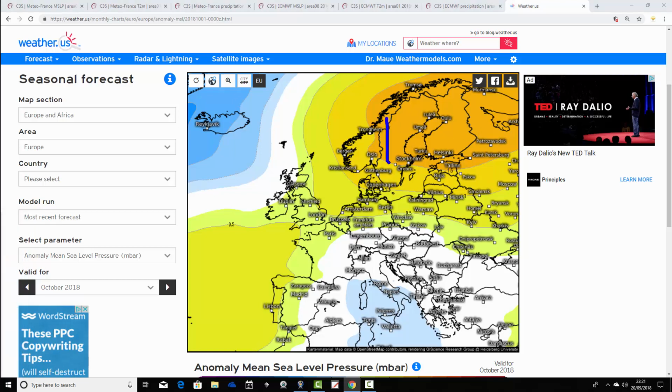So in October, the model has that area of high pressure over Scandinavia, of course. You've got low pressure out here. Got a bit of a reach down to the southwest as well. So quite a bit of anticyclonic influence during October.